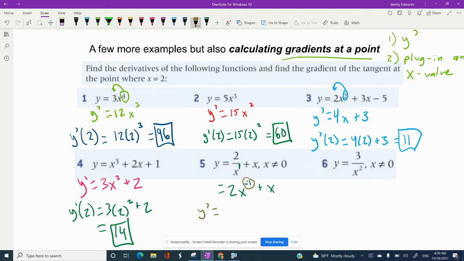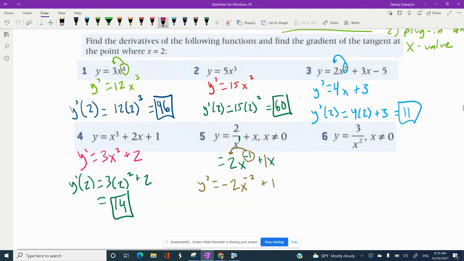So how do we do that? Bring down the negative 1. That becomes 2 times negative 1, which is negative 2, x. And then negative 1 minus 1 is negative 2. And then we'll have plus the slope of the line y equals x. That's a linear term that just has a 1 in front of it. So the derivative of x, you need to have this memorized. Write this down. The derivative of x is 1, because the slope of y equals x is 1.